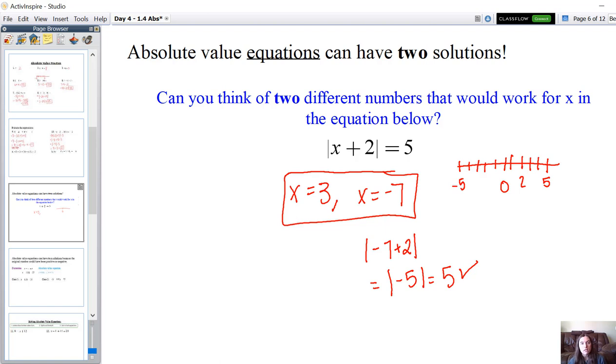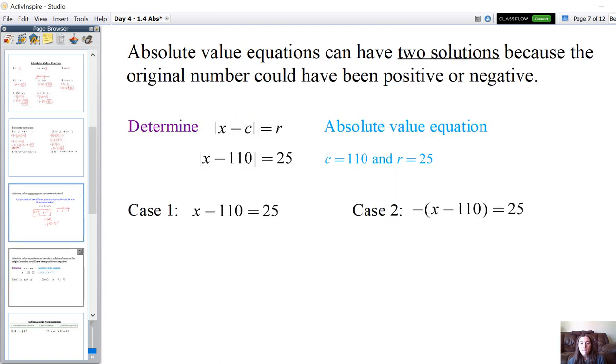So let's get into some specifics about how we can solve these equations instead of just having to guess. So here's our next example. We've got the absolute value of x minus 110 equal to 25. When we're solving for x in these types of equations, we're going to have two cases. One case where we keep the original form of what was inside of our absolute value. Nothing about it changes except we take away those absolute value bars. The second case, we're still going to take away the absolute value bars, but out front we're going to put a negative sign. So those are our two cases. You're always going to do that. Whatever's inside your absolute value, you'll have the original and you'll have the negative version of it.